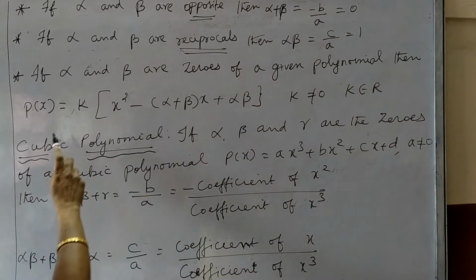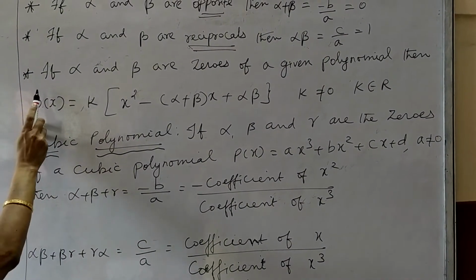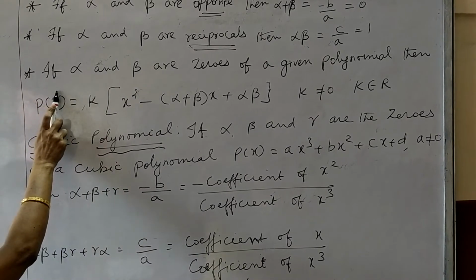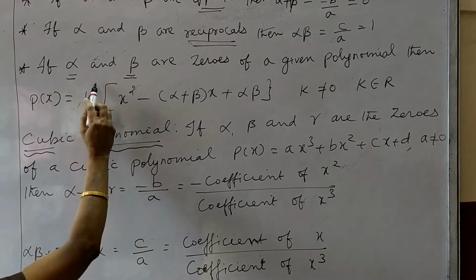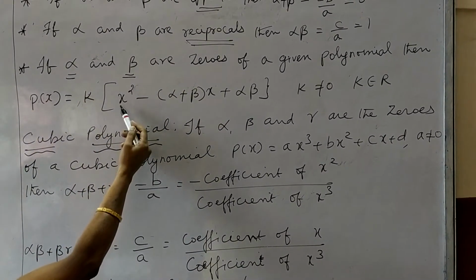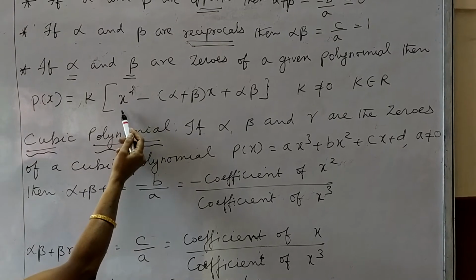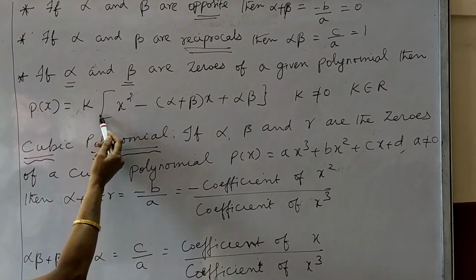The next point is, the polynomial is not given, whereas zeros are given. So here when zeros are given, how to get the polynomial? Previously we saw the polynomial was given, we found the sum of the zeros and the product of the zeros.